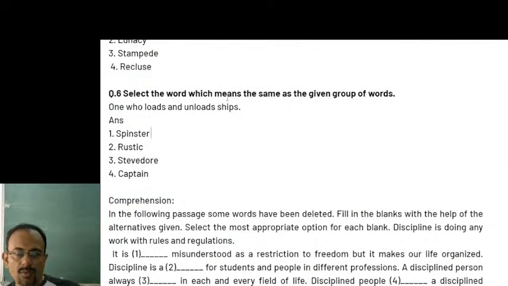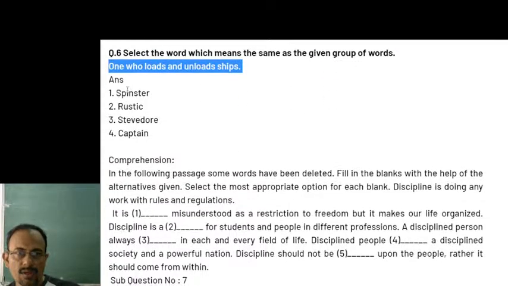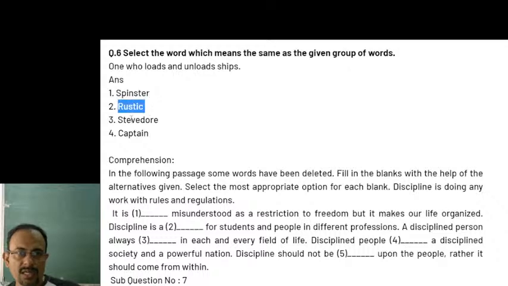Now select the word which means the same as the given group of words. One who loads and unloads ships: spinster, rustic, stevedore, or captain. One who loads and unloads ships, question number 6.